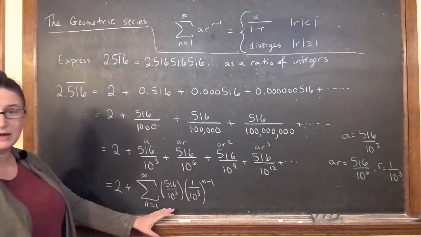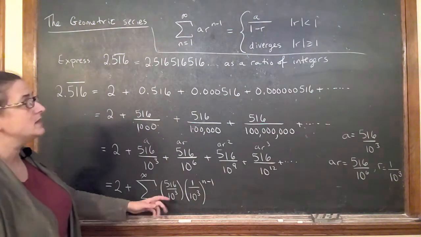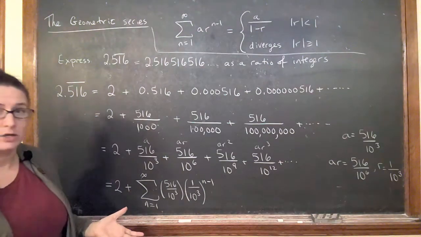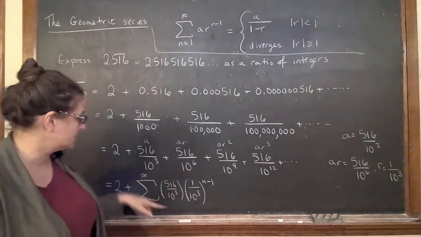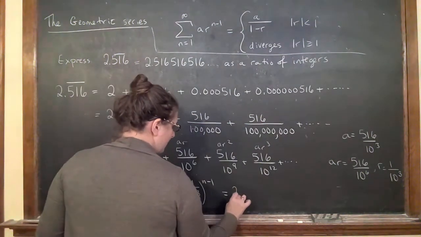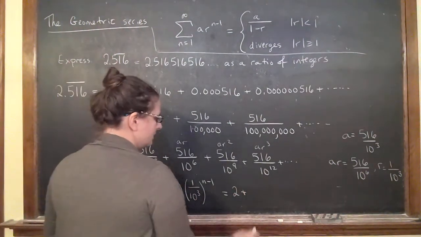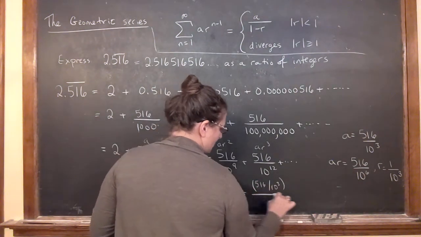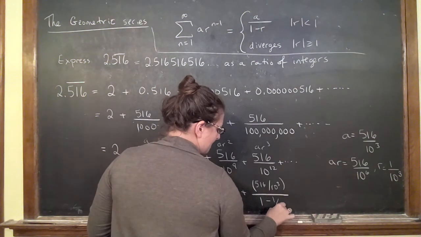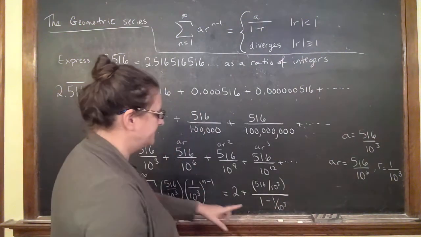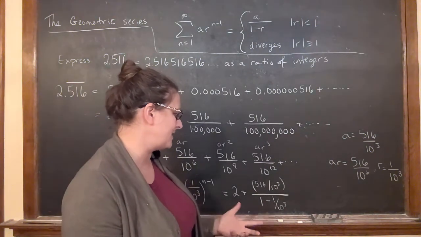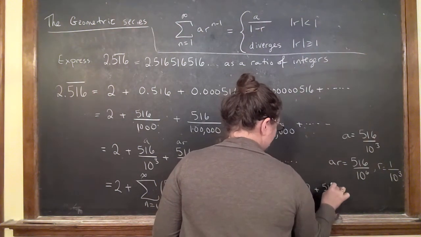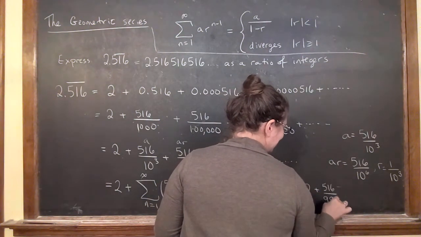Once we have it in this form, we can use A over 1 minus R. Of course, 1 over 10 cubed is obviously less than 1, so this thing is going to converge. It's going to converge to A over 1 minus R. I make a common denominator here: it's 10 cubed, or 1,000. 1,000 minus 1 is 999. So I end up with 2 plus 516 over 999.